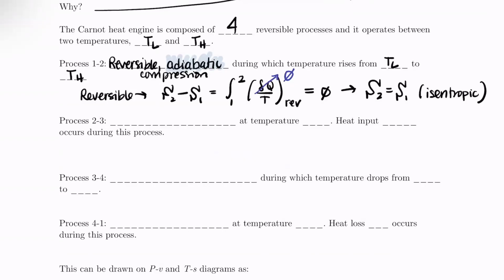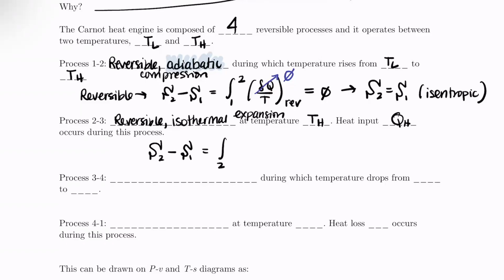Process 2 to 3. The way we get from state 2 to state 3 is through a reversible isothermal expansion at temperature TH. Heat input QH occurs during this process. So again, we have a reversible process, so we have S3 minus S2 is equal to the integral from 2 to 3 of delta Q over T, and again, this is reversible.